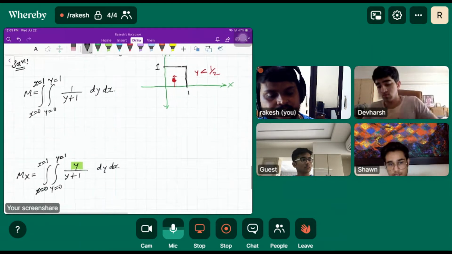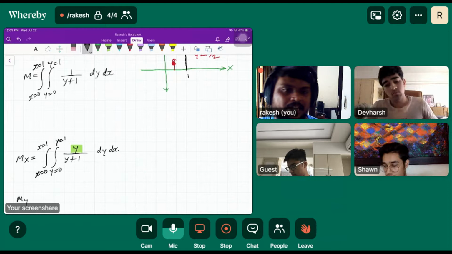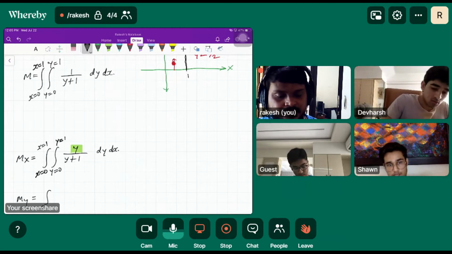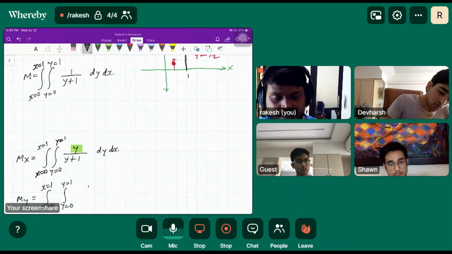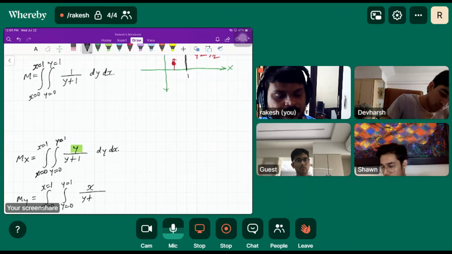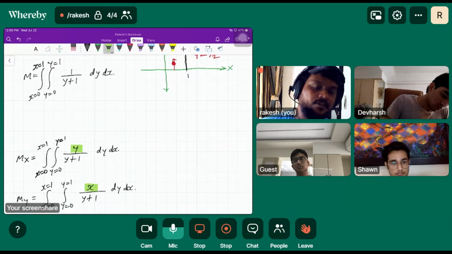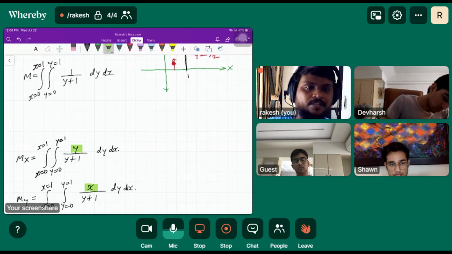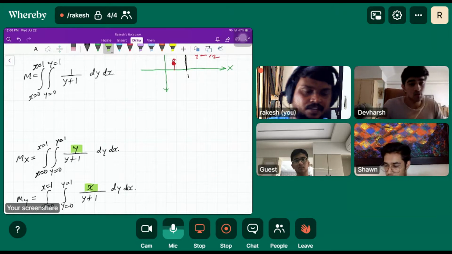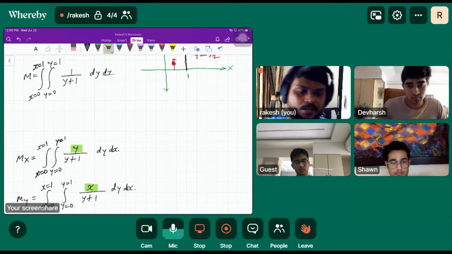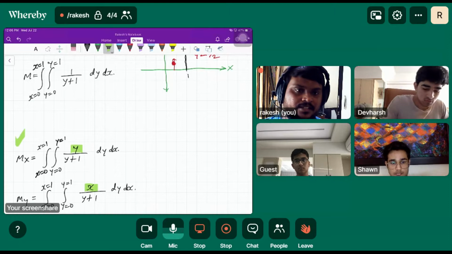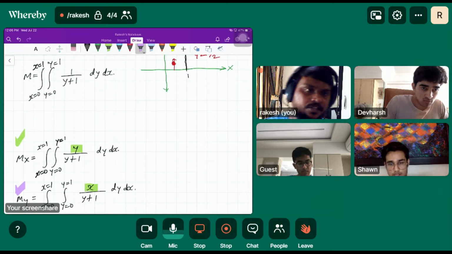And the third integral is the moment of mass about the y-axis, and that is x from 0 to 1, y from 0 to 1, x upon y plus 1, dy dx. Okay, so there are three integrals and you are three. I think Sean has started with the mass value first. So Mano, please do the moment of mass about the x-axis, and Dev, you do the third one, the moment of mass about the y-axis.